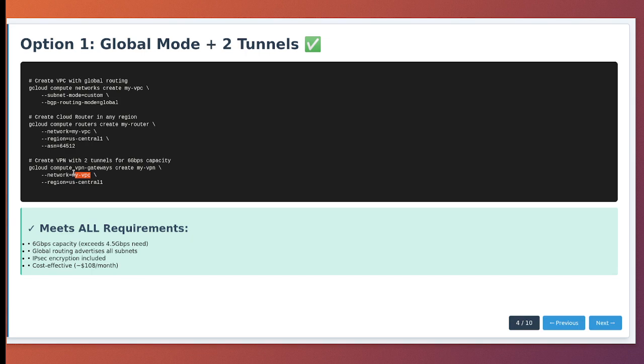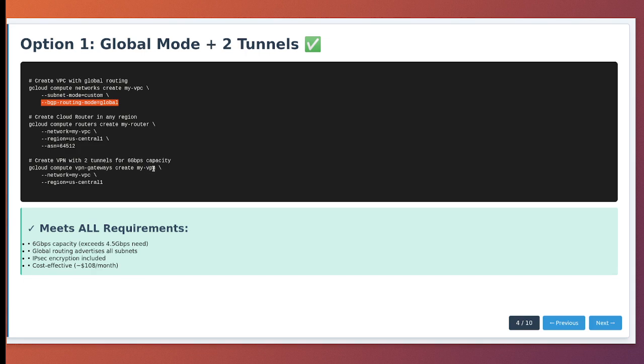With global routing mode, the cloud router can be placed in any region that has a subnet, and it will advertise routes from all regions to the on-premises network. The 2 VPN tunnels provide up to 6 gigabits per second of aggregated bandwidth, exceeding our 4.5 gigabits per second requirement. The solution is cost-effective because we only need 1 cloud router and 1 VPN gateway.